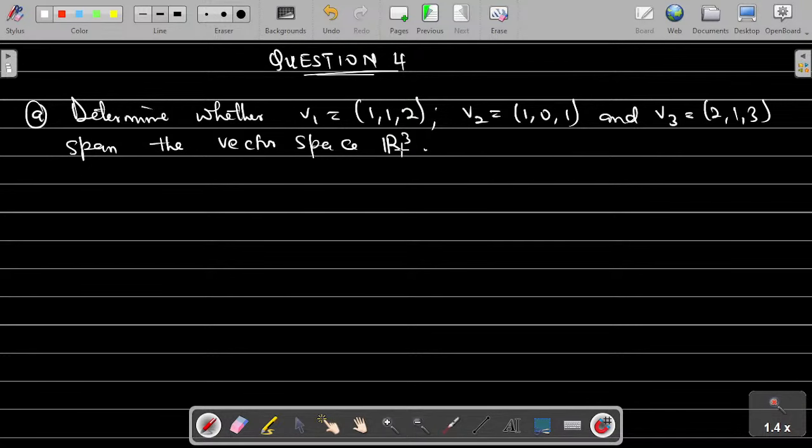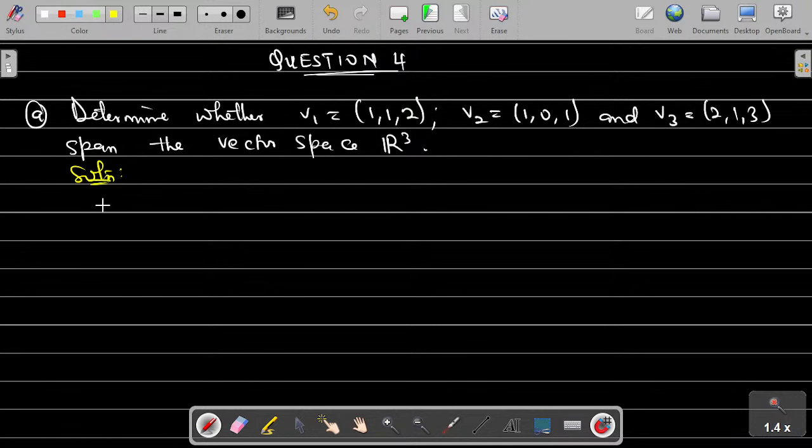And how do you determine whether a set of vectors span a particular vector space? Of course, like we said, the vectors need to be linearly independent, and to span, any vector in R3 should be a linear combination of v1, v2, v3. That's what we want to achieve. So, solution.